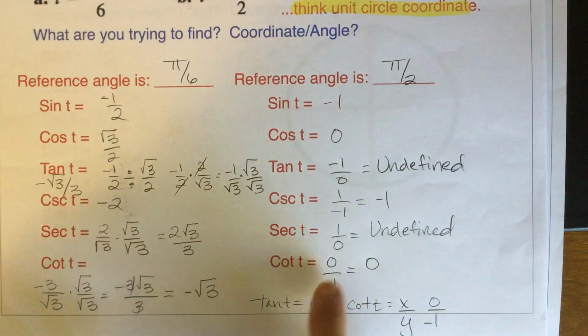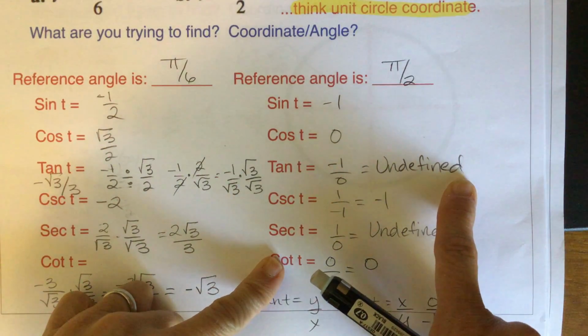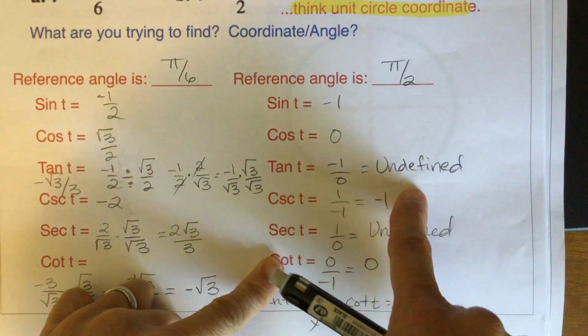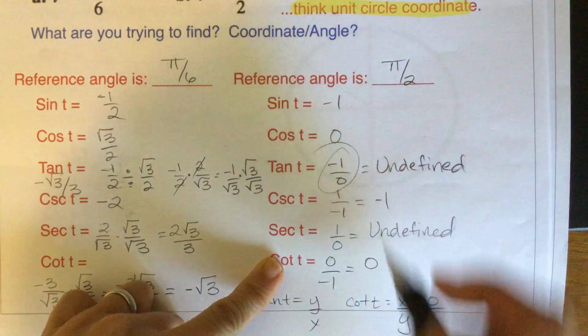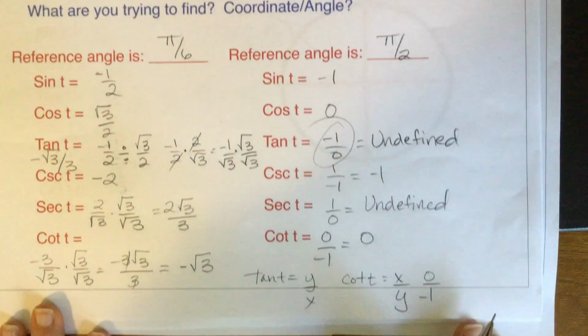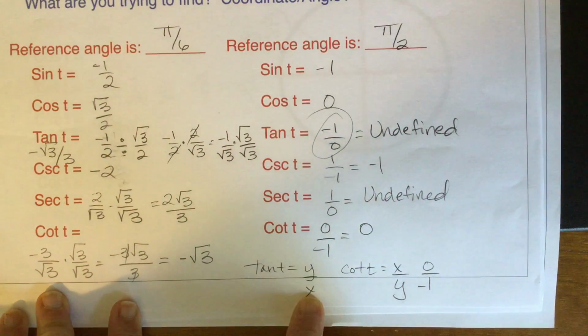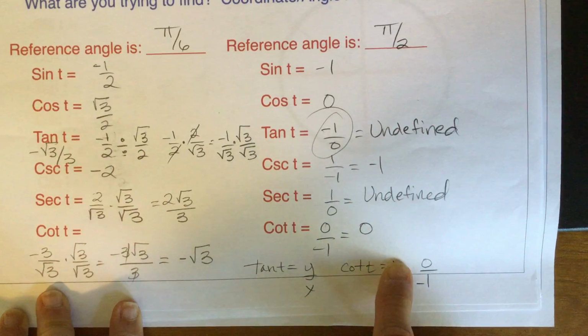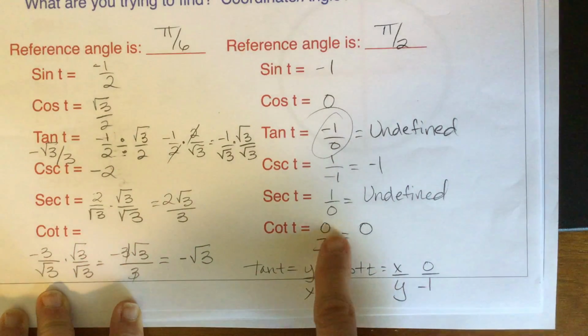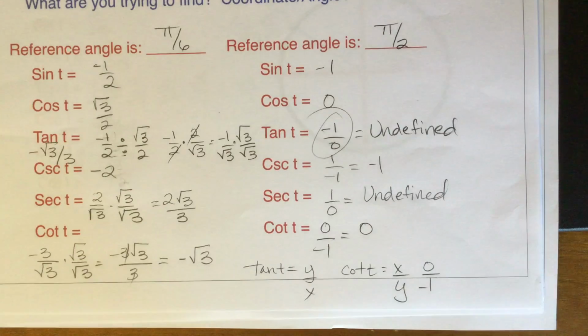And then cotangent's a little tricky. Like you think, oh, well, how do you take the reciprocal of undefined? You don't take the reciprocal of that. You take the reciprocal of this. Or you can also think if tangent is y over x, then cotangent is x over y, which is 0 over negative 1, and that's just 0.